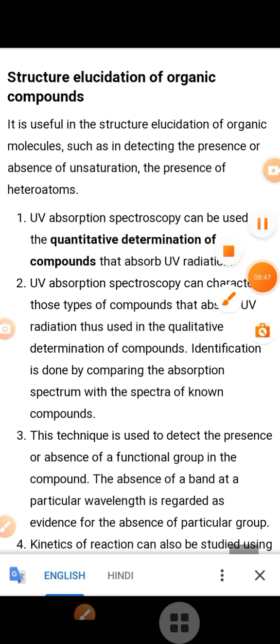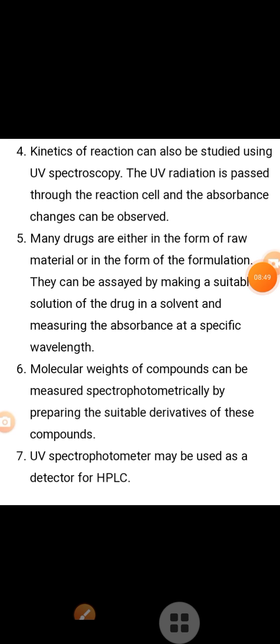Many drugs are either in the form of raw material or in the form of formulation, so they can be assayed, and we can find out the molecular weight of compounds. Also this UV spectrometer may be used as a detector for HPLC. In your examination they ask a 10 marks question: discuss the working principle and applications of UV visible spectroscopy.